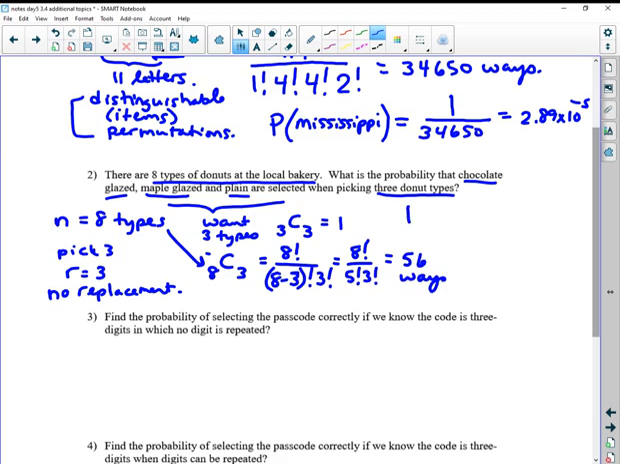So, probability of picking the 3 donuts that we want.